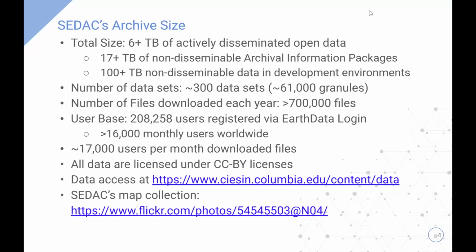So our archive size is pretty limited, pretty small by comparison with most NASA archives. This gave us the flexibility to find an open, generalist repository, with only about 6+ terabytes. It depends on what day you ask, but I hear between 6 and 10 terabytes basically that we have, and then another 17 non-disseminable archive information packages and about 100 terabytes in non-disseminable data, which is basically the input data. We have about 300 data sets with about 61,000 granules. A lot of those data sets have multiple inputs.